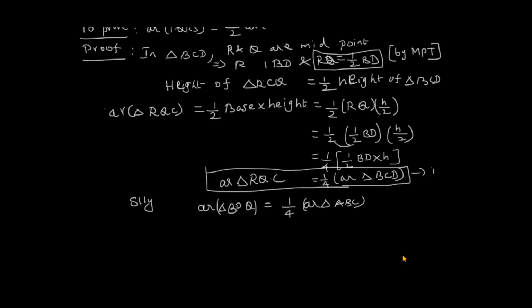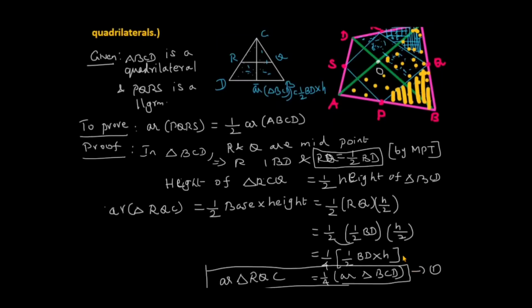This is our first equation. This is our second equation. Like that, we can consider 4 triangles. Look at the next small triangle, this triangle.